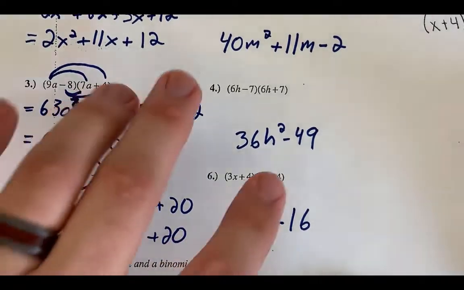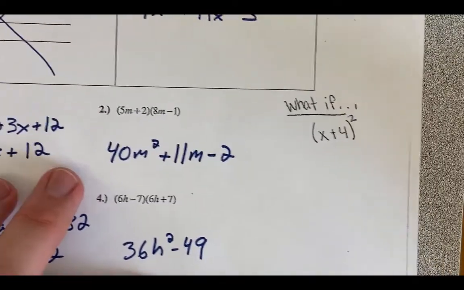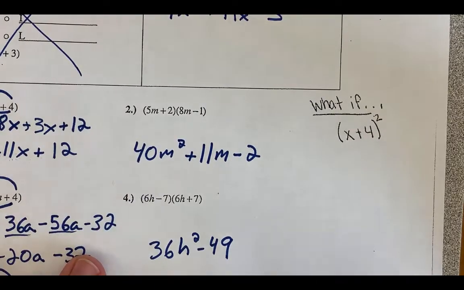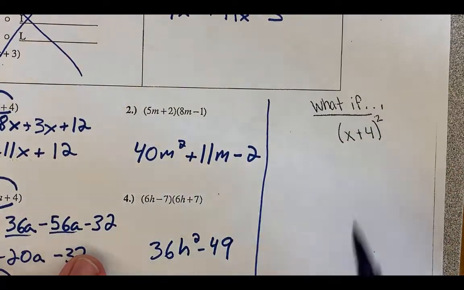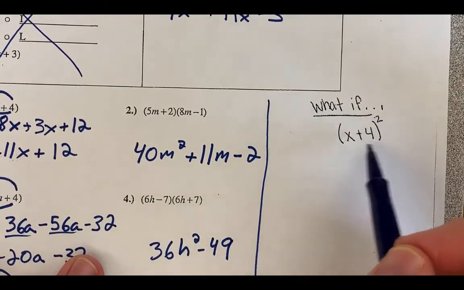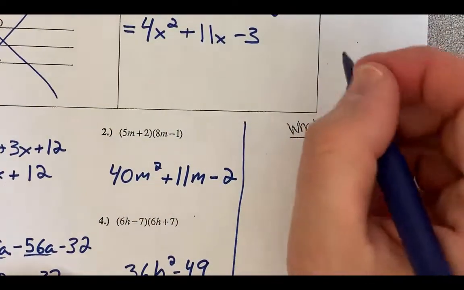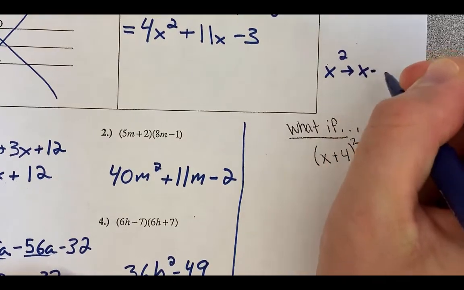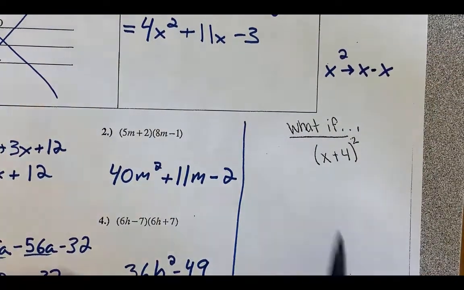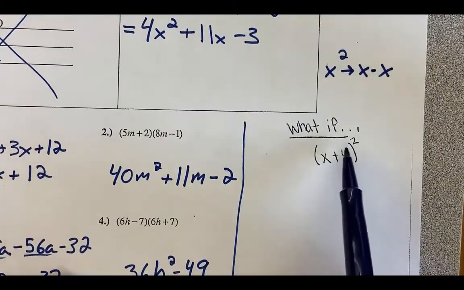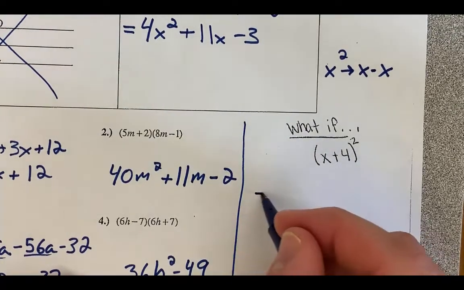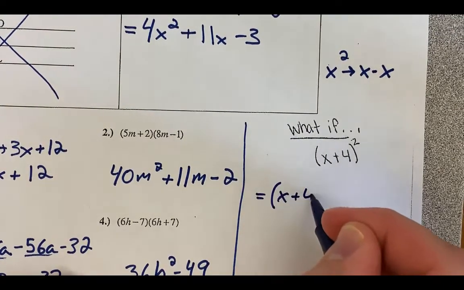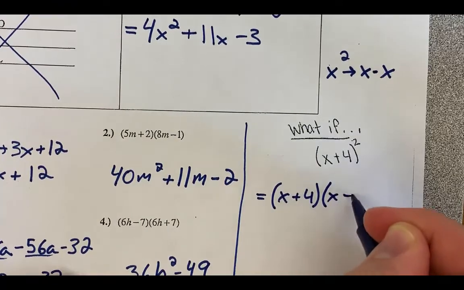I want you to think about something real quick. What about something like x plus 4 squared? What would that mean? Well, anything squared means that thing times itself. So for instance, x squared, that's the same as x times x. So if I have x plus 4 squared, that is the same as x plus 4 times x plus 4.